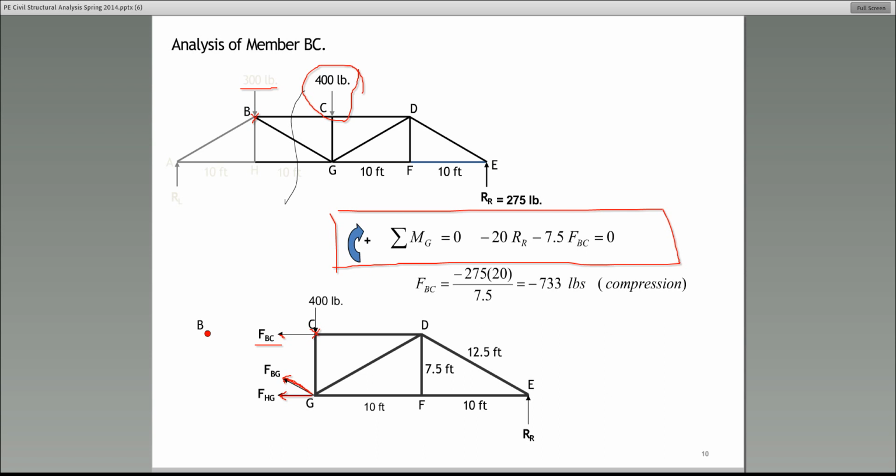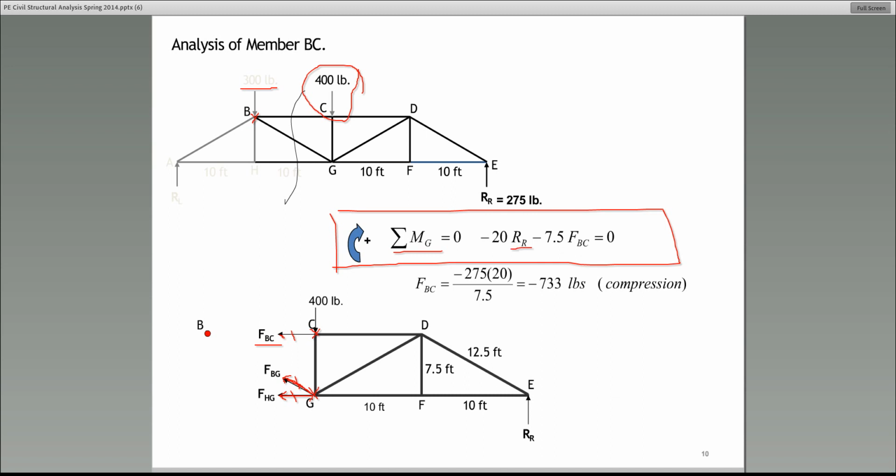The reason that's the quickest way and the best way to solve this problem, guys, is because, look, how many unknowns do we have? Well, we have BC. This is unknown. The force in BG is unknown, so is HG. But if we write the moment about the point G, two of the unknowns disappear because BG and HG both go through the point G. Therefore, they will not show up in this equation. That equation is just one equation, one unknown.